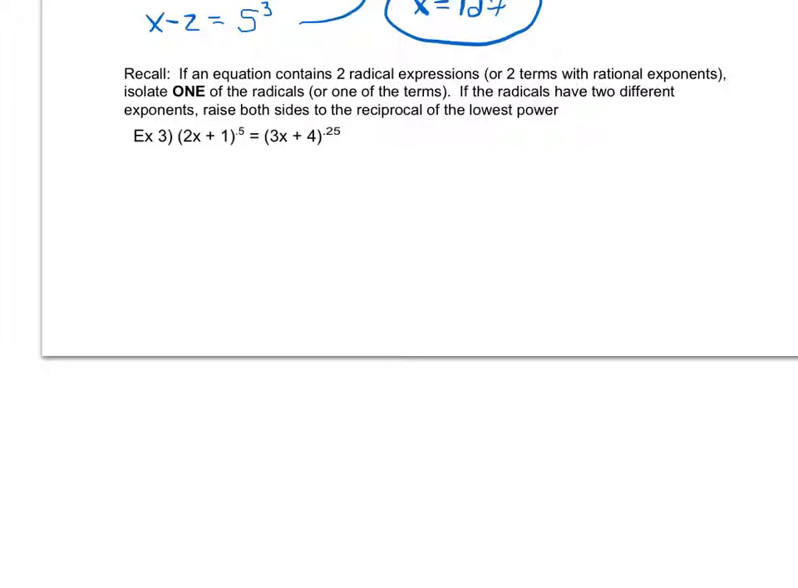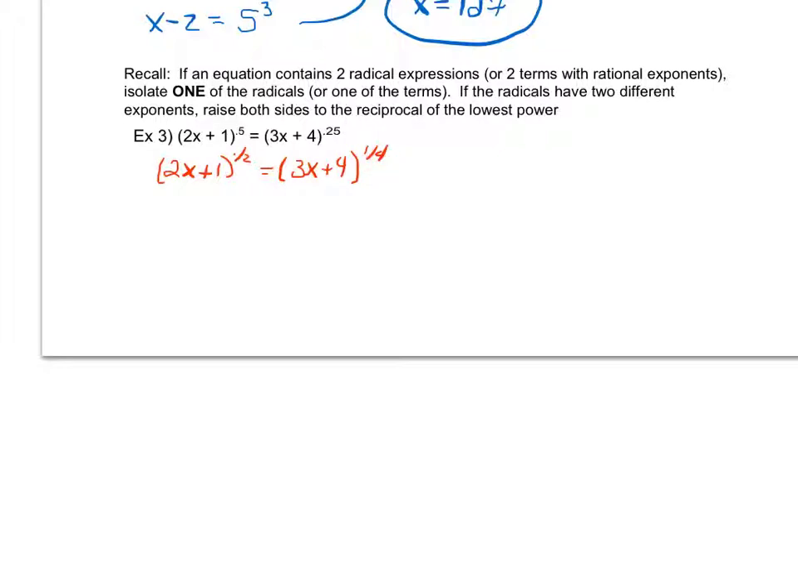So first thing I do on this problem is I want to isolate one of my radical expressions. Well, I already have them isolated. I actually already have one of them on this side and one of them on this side. So I'm going to go ahead and say 2x plus 1 to the 0.5 is 2x plus 1 to the 1/2. And 3x plus 4 to the 0.25 is the same thing as 3x plus 4 to the 1/4. So now, if I wanted to get rid of this 1/2 exponent, as we just saw in the previous example, I could raise it to the power of 2. But if I raised this side to the power of 2, 2 times 1/4 would be 1/2.